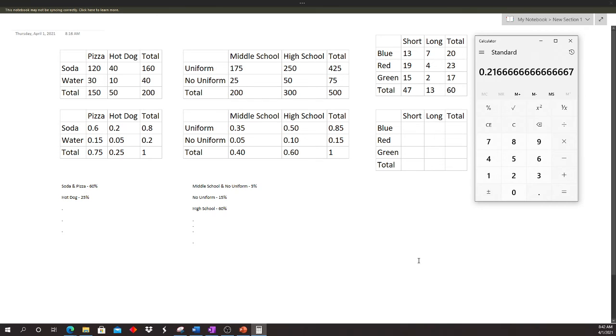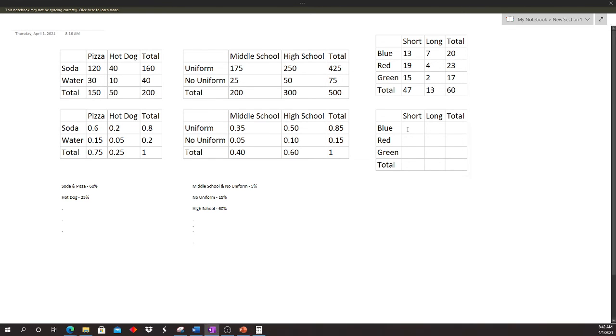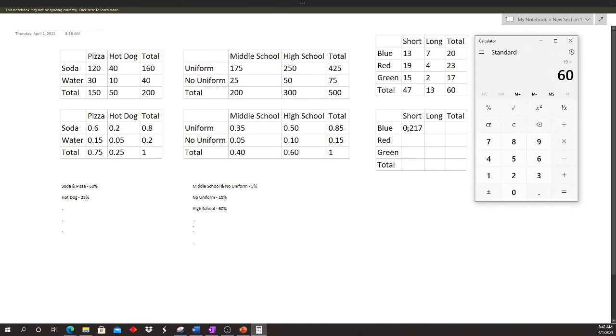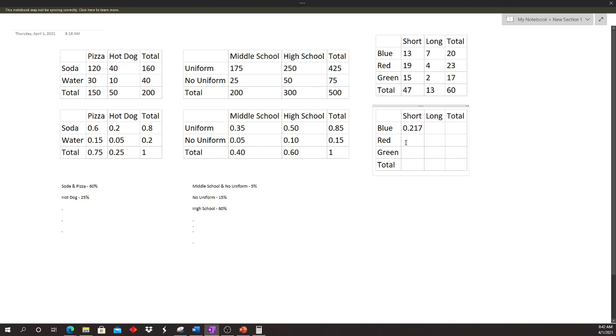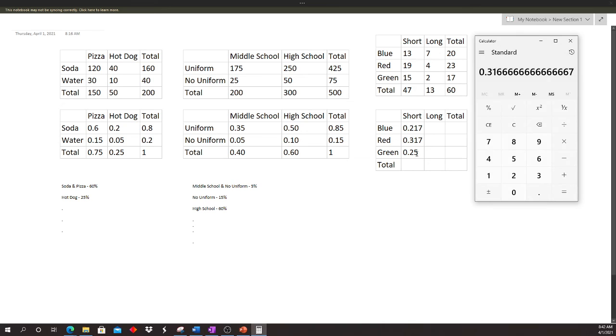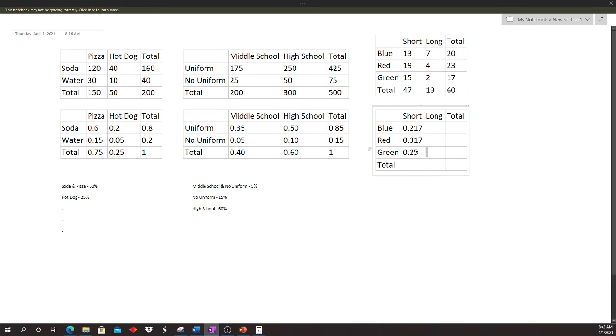As I mentioned, usually your directions are going to specify round to the nearest tenths place, or round to the nearest hundredths place. So for now, let's say we round to the nearest hundredths place. So that would give me a decimal of 0.217 here. Okay. And then 19 divided by 60 gives me 0.317. 15 divided by 60 would give me 0.25. 47 divided by 60 gives me 0.783.